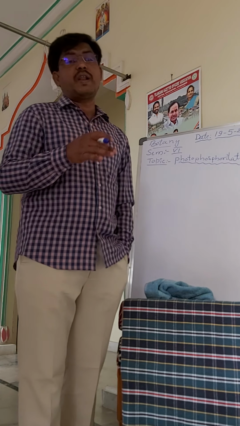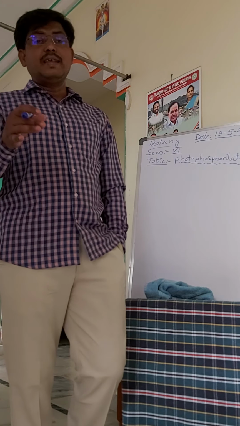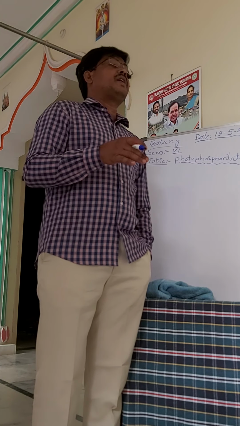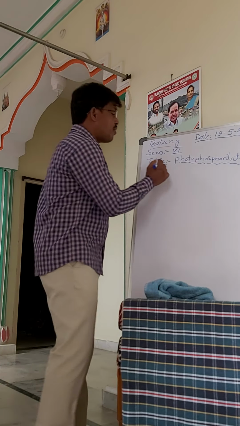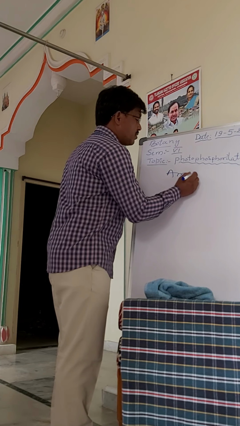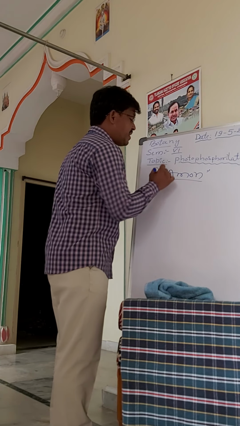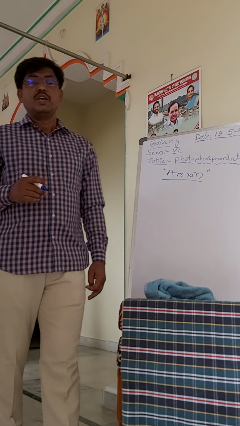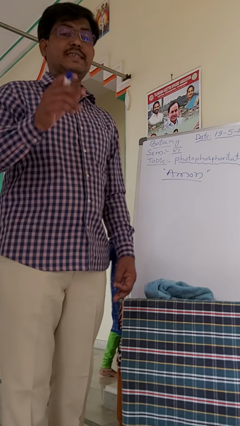This photophosphorylation was initially expressed by Arnon. Who is that? Arnon. Arnon expressed this photophosphorylation. This photophosphorylation is of two types.